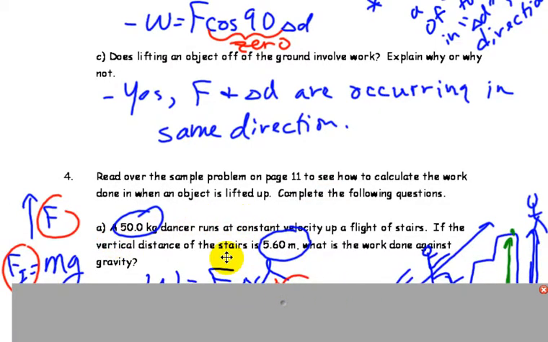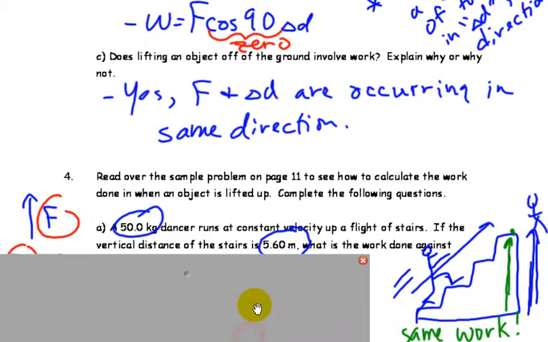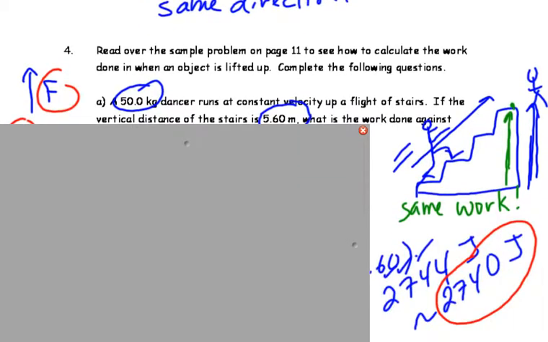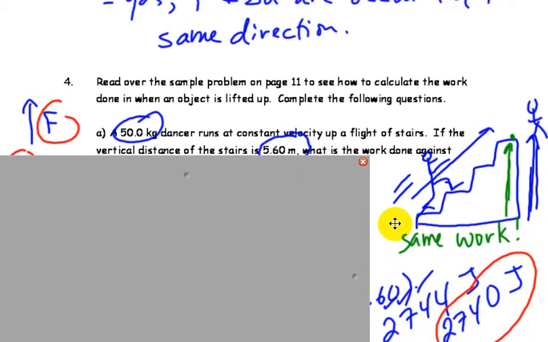Next, a 50 kg dancer runs up with constant velocity up a flight of stairs. If the vertical distance of the stairs is 5.6 m, what is the work done against gravity? Now, with this scenario, whether you're walking up a flight of stairs or climbing up a vertical ladder the same distance, it's the same amount of work.